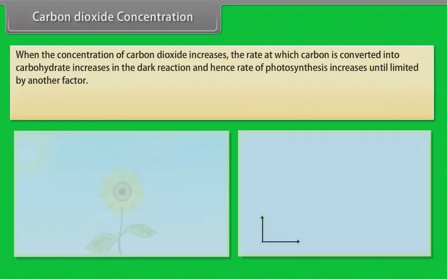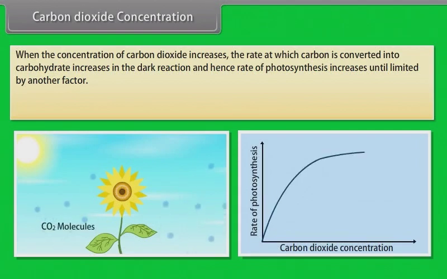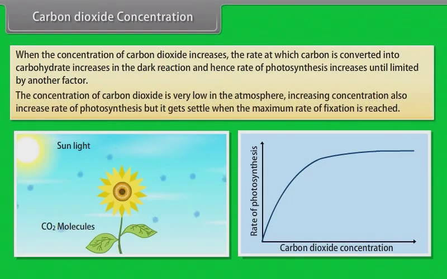Carbon dioxide concentration. When the concentration of carbon dioxide increases, the rate at which carbon is converted into carbohydrate in the dark reaction increases, and hence the rate of photosynthesis increases until limited by another factor. The concentration of carbon dioxide is very low in the atmosphere. Increasing concentration also increases the rate of photosynthesis, but it levels off when the maximum rate of fixation is reached.